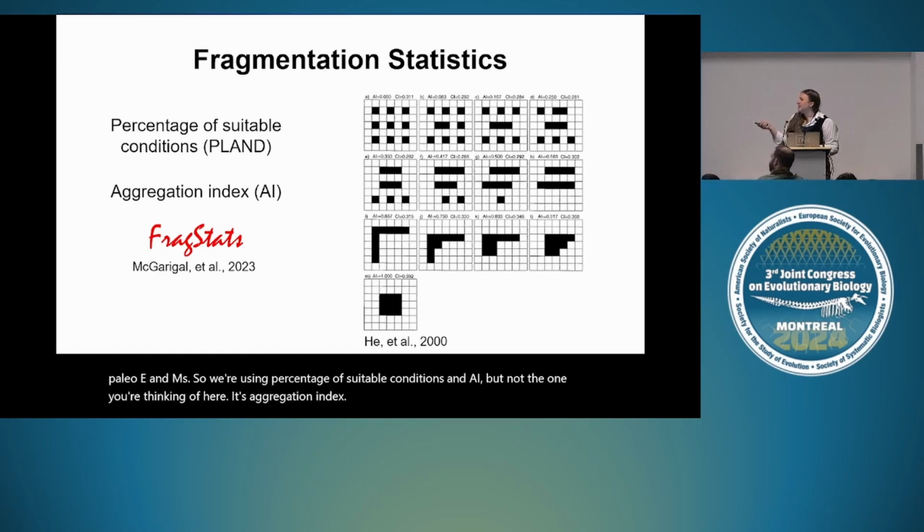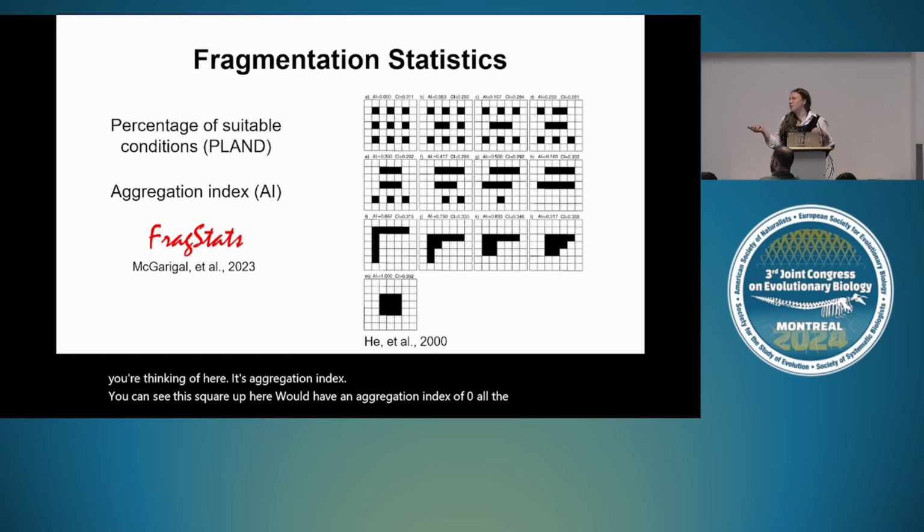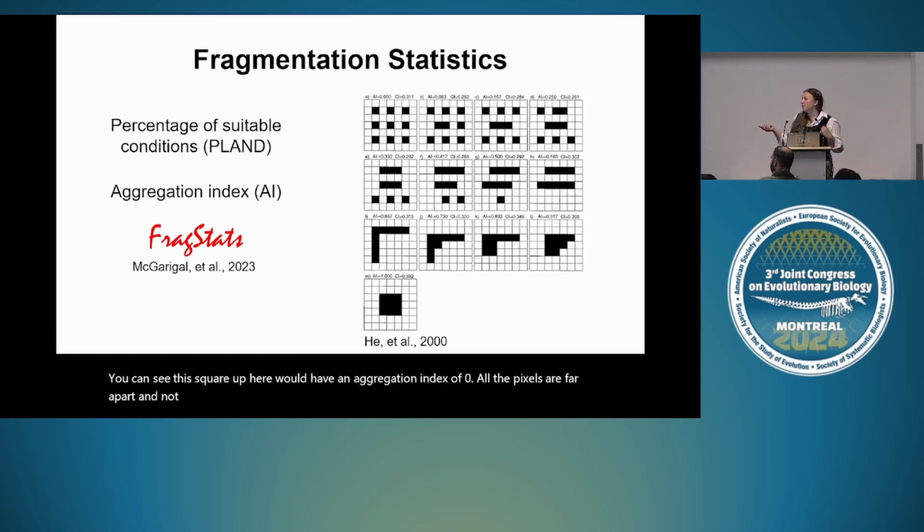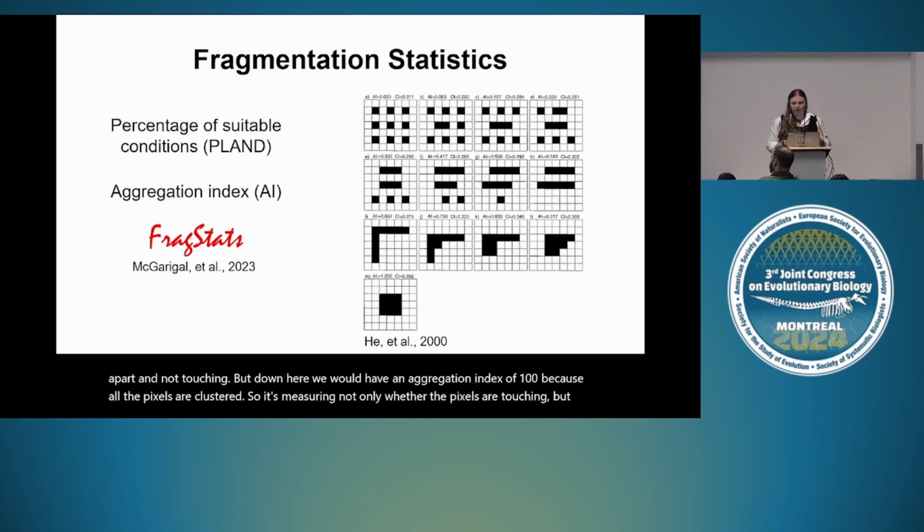You can see this square up here would have an aggregation index of 0. All the pixels are far apart and not touching. But down here, we would have an aggregation index of 100 because all the pixels are clustered. So it's measuring not only whether the pixels are touching, but how clustered they are together.